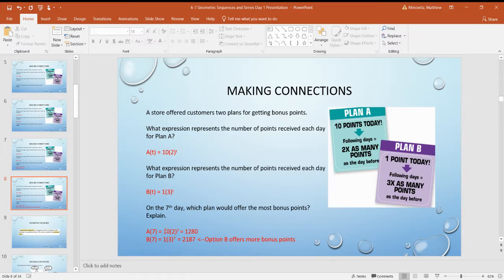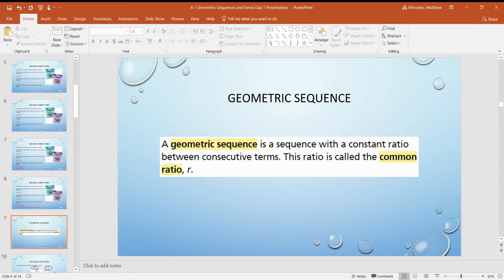And this is what we're going to be looking at. This is going to lead into geometric sequences. A geometric sequence is a list of terms where there's a common multiplier, a constant ratio between each term. And the ratio is called r. So in the last problem, we had a ratio of 3 or a ratio of 2, depending on whether you chose option A or B.